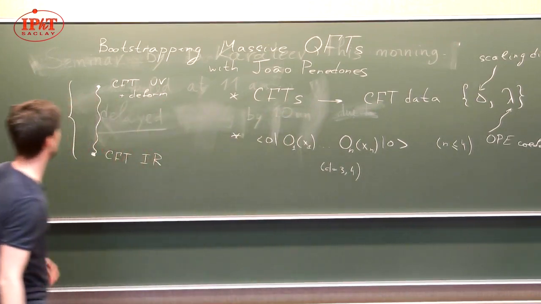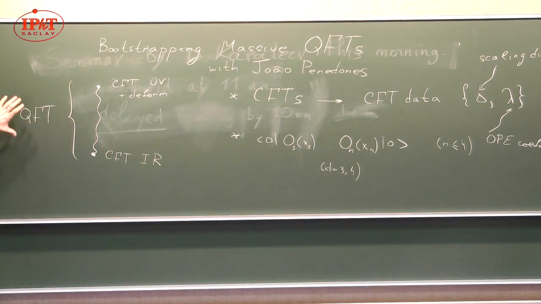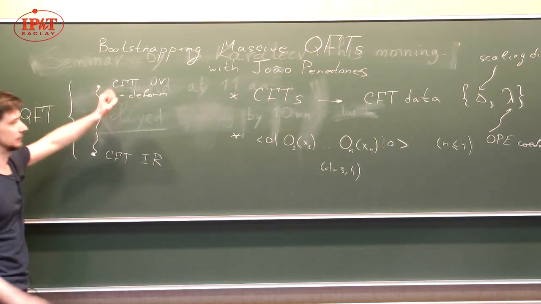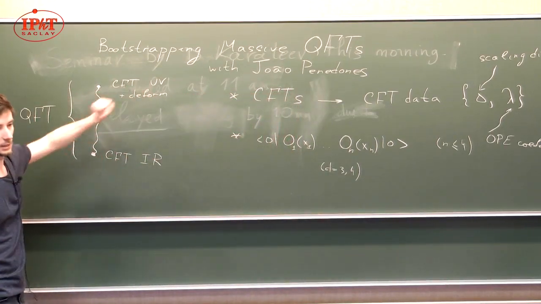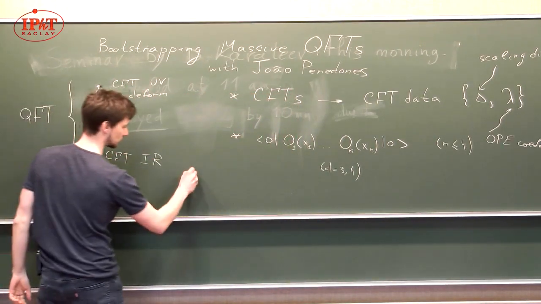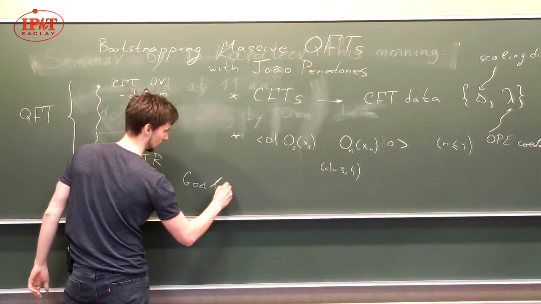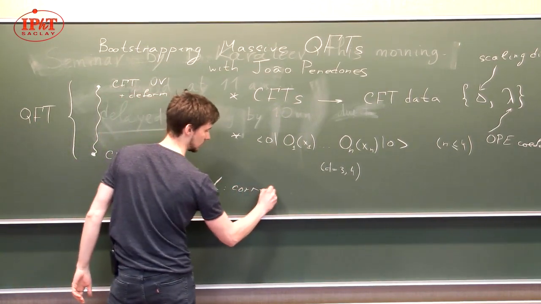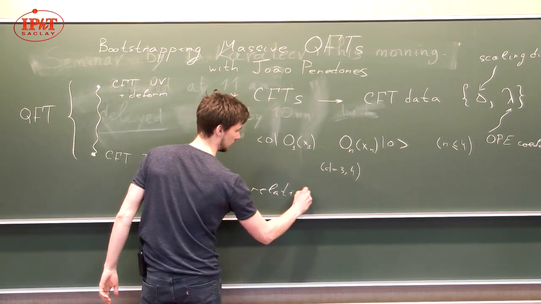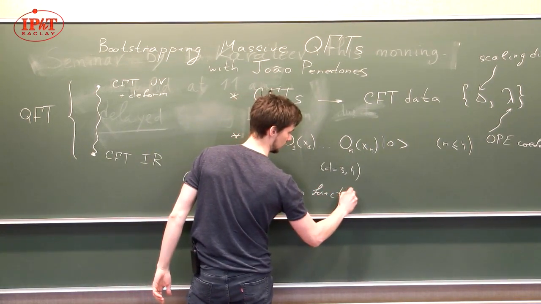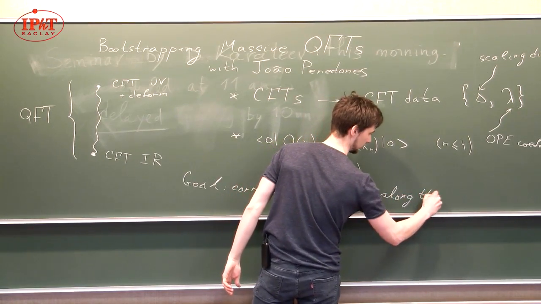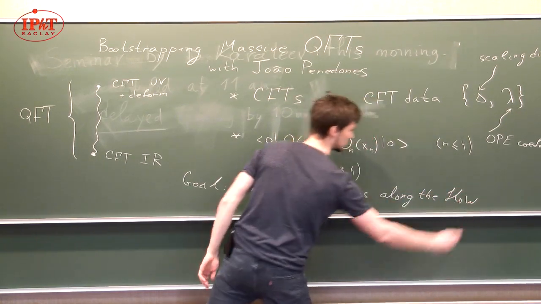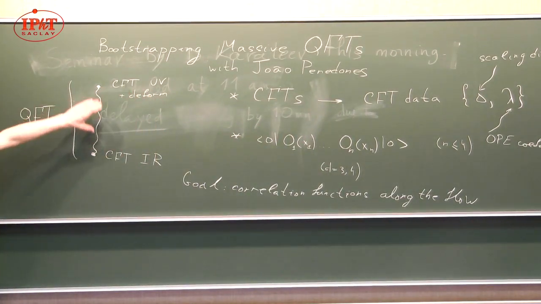So what is the goal? If I would like to study the quantum field theory, the goal is the following. Given some CFT, so given this CFT data, and given the deformation of this CFT, I would like to compute correlation functions along the flow. So basically, I would like to compute them down here.